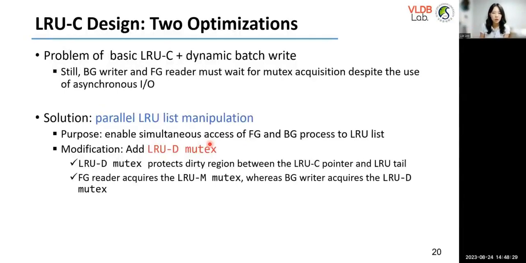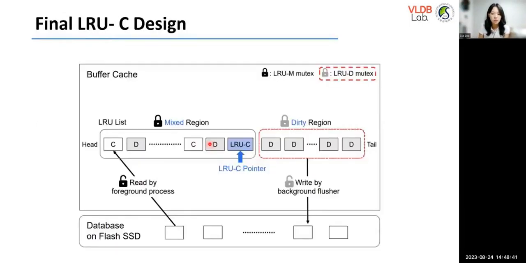The second optimization is parallel LRU list manipulation, and the purpose of this optimization is to remove the read-write serialization between the foreground reading process and the background writer. So this is the final LRUC overview, and the interesting thing about the LRUC pointer is that it dissects the LRU list into 2 regions, the mixed region and the dirty region. The mixed region contains both clean and dirty pages that are mainly accessed by the foreground users, whereas the dirty region contains only cold and dirty pages that are mainly accessed by the background writer.